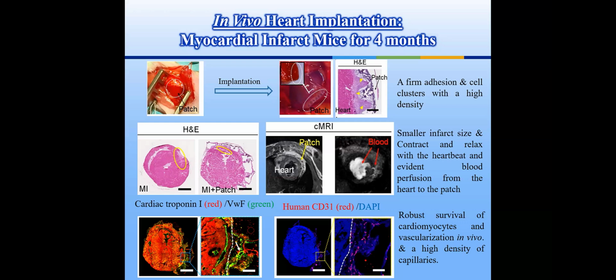So I think based on those promising results, right now we plan to do some pig study in the future, because in mice we just evaluate some very basic function of our 4D printed patch, but the mice heart is very tiny and beating too fast. So the pig has a similar size to the human heart, so we can get more meaningful results from the pig.